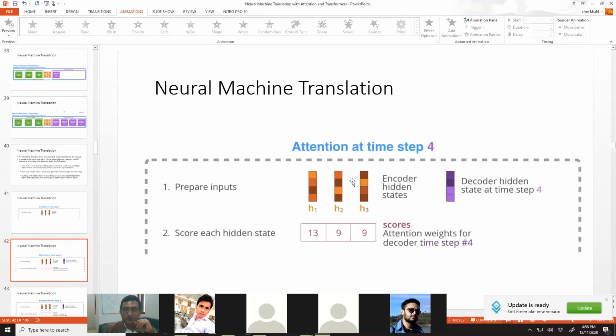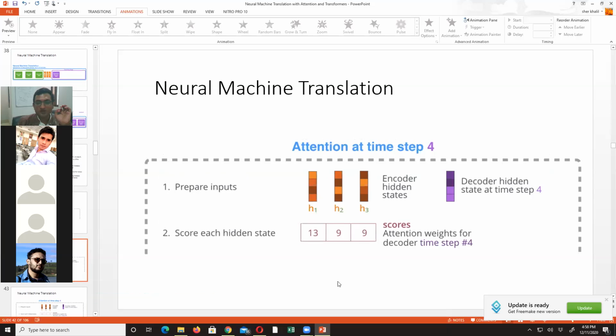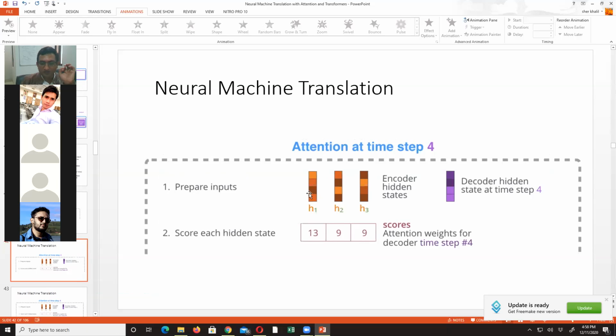They say that for each of these hidden states, along with the context vector, you are doing a scoring mechanism. Don't worry where these 39 and 9 are coming from. We'll see where they are coming from. But you actually score each of these hidden states. So we say that hidden state 1 is given score 13, hidden state 2 is given score 9, and this is given score 9. This is at time step 4, when from these 3 hidden states, we want to produce I.